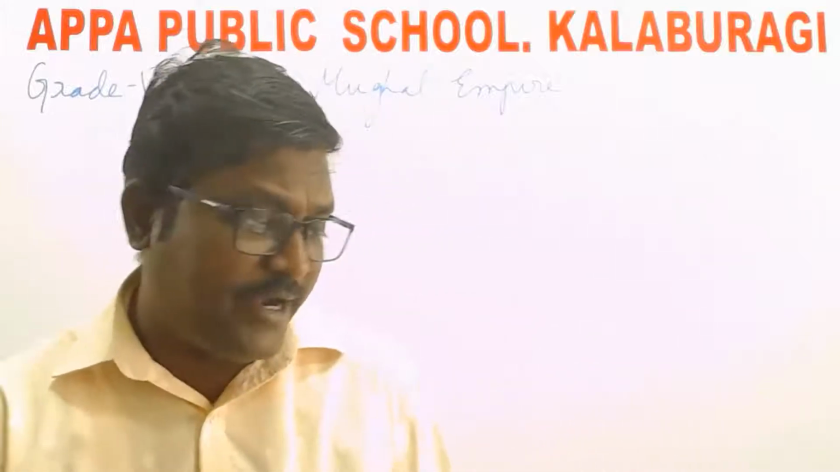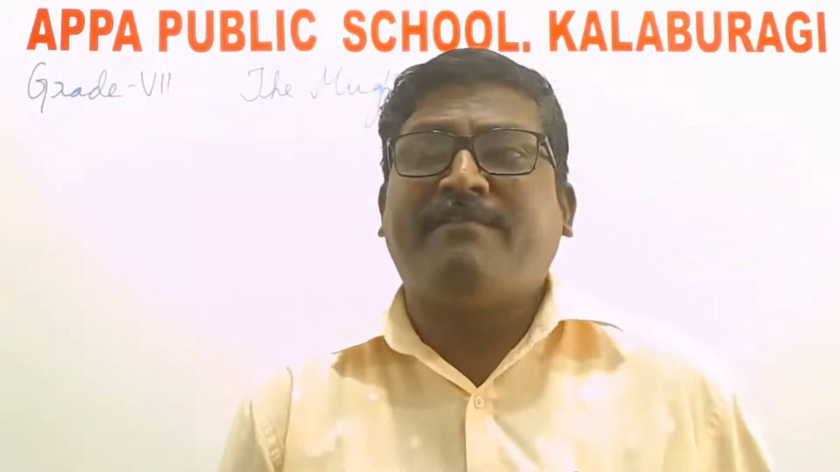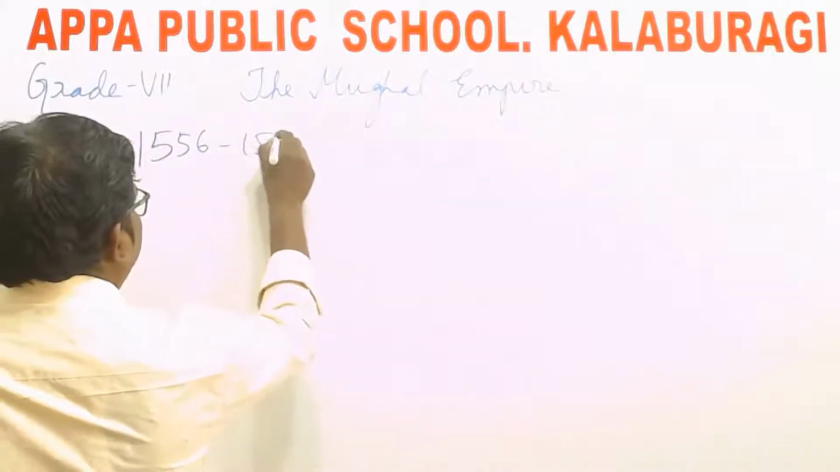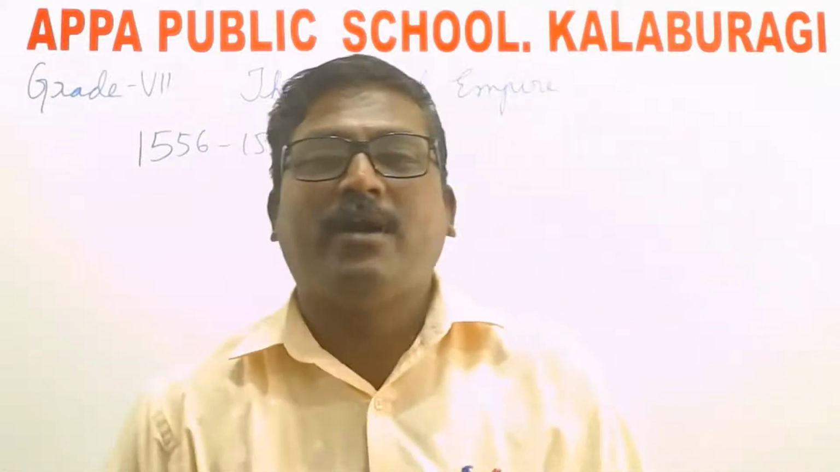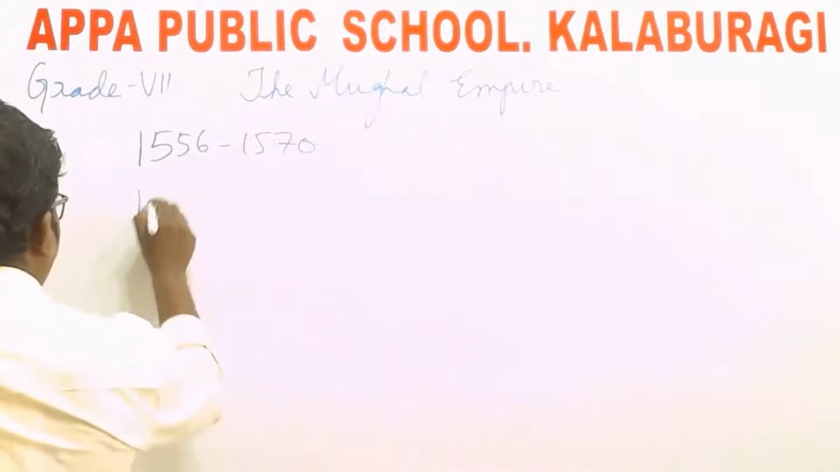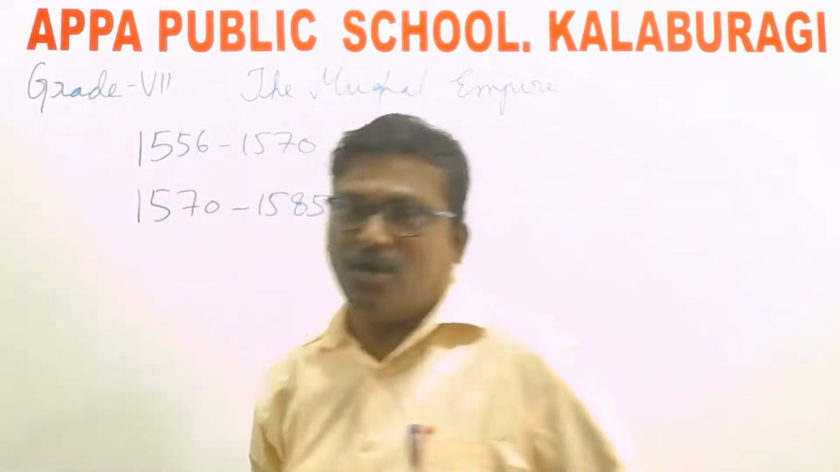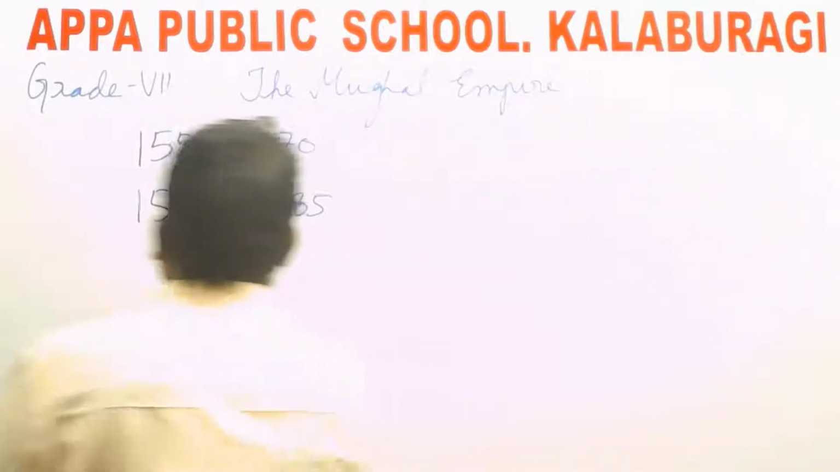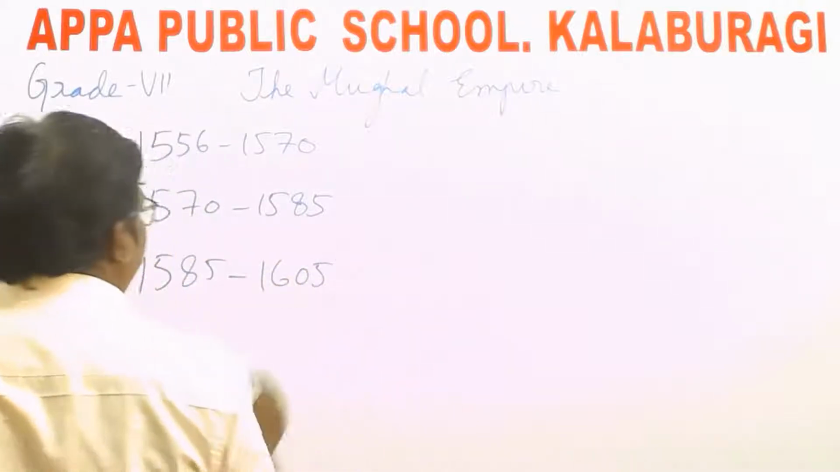Akbar's reign can be divided into 3 periods. One is from 1556 to 1570. Another is 1570 to 1585. We will see what happened in these time periods. And the third one is 1585 to 1605. In 1605 he passed away.